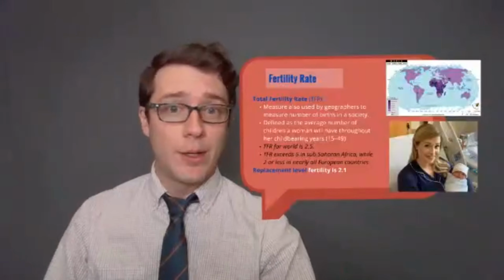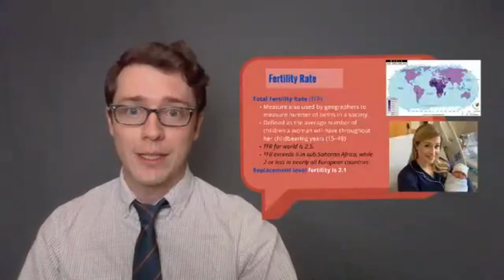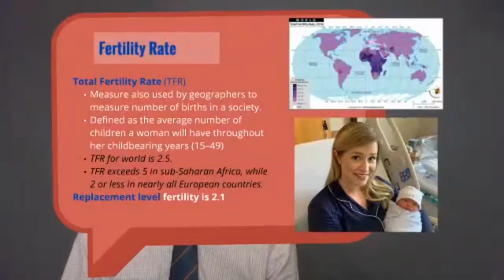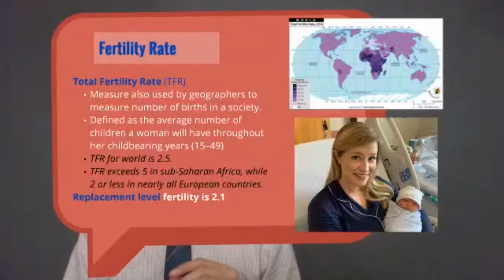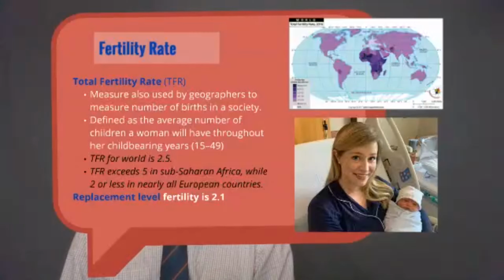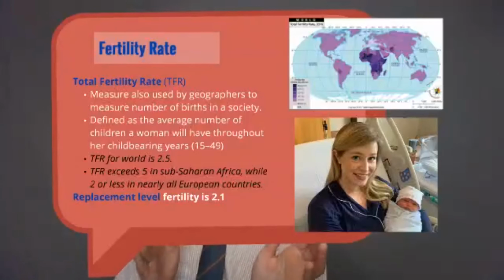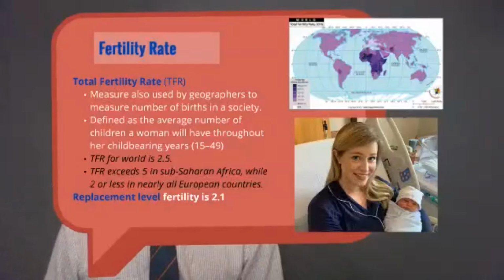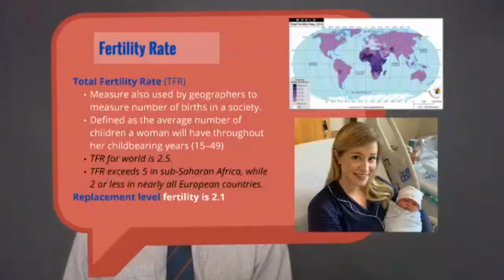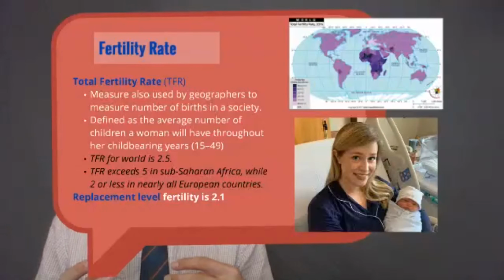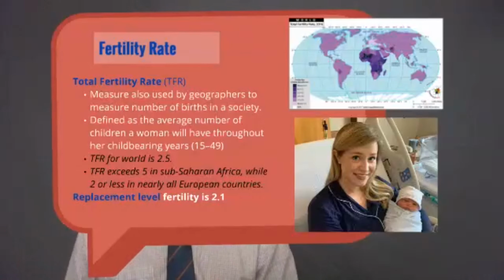All right, another stat that we need to know is the total fertility rate. So fertility rate helps us to understand the number of births per woman in a society. It's defined as the average number of children a woman will have throughout her childbearing years. So from, they say, 15 to 49 is the stat that they give. So it's a pretty wide range. But what is the average number of children a woman will have during those years? It helps us to understand births in a society. So we can look at it countrywide or state or even worldwide.